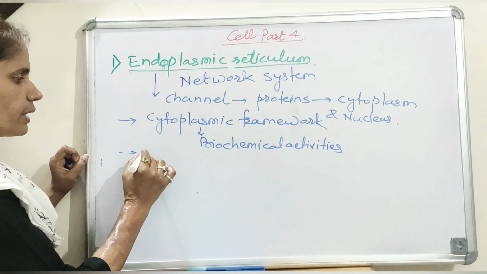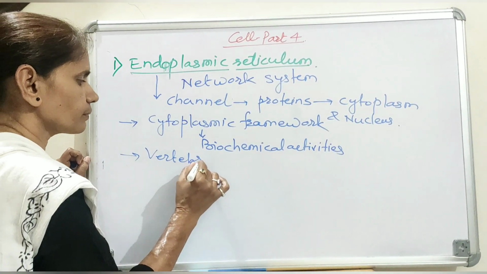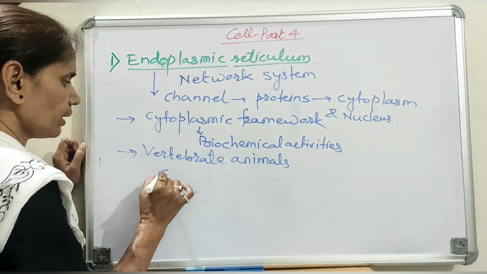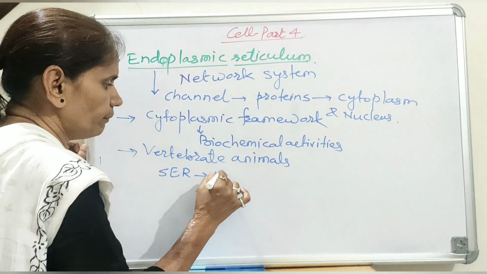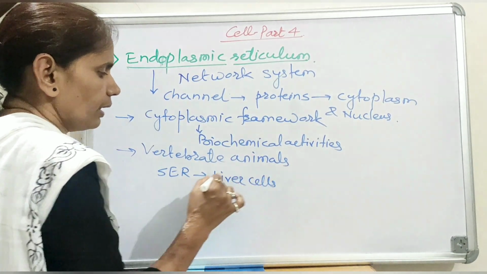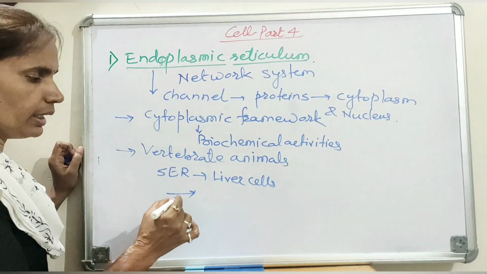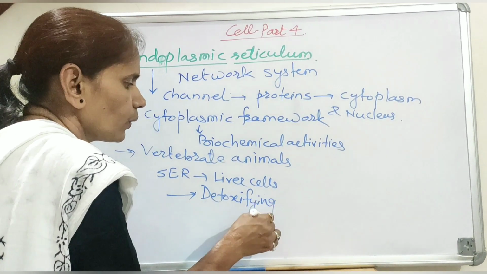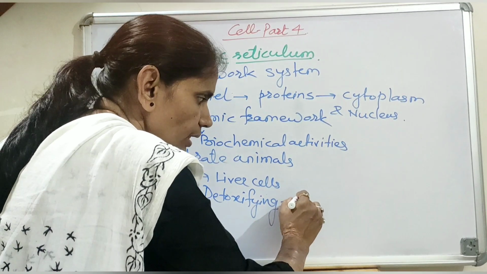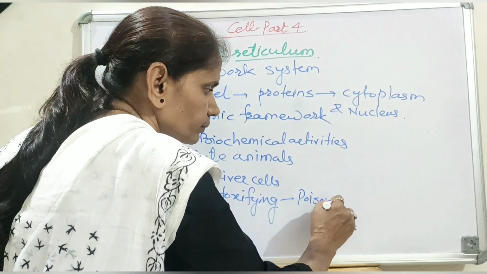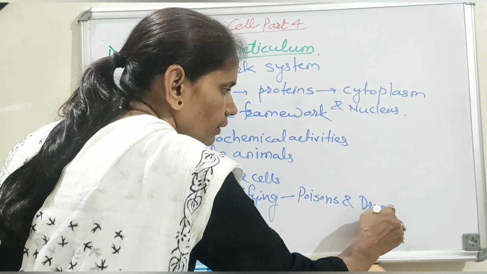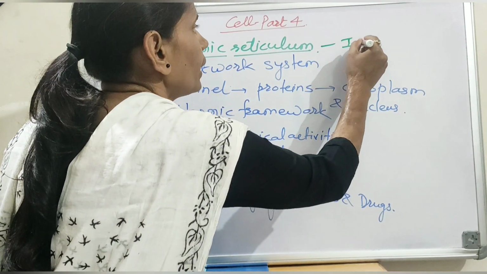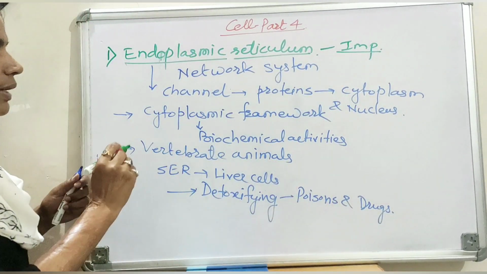Now in certain vertebrate animals, the smooth endoplasmic reticulum present in the liver cells performs a crucial role in detoxifying various poisons and drugs. Thus, the endoplasmic reticulum is an important cellular organelle as it performs various functions.